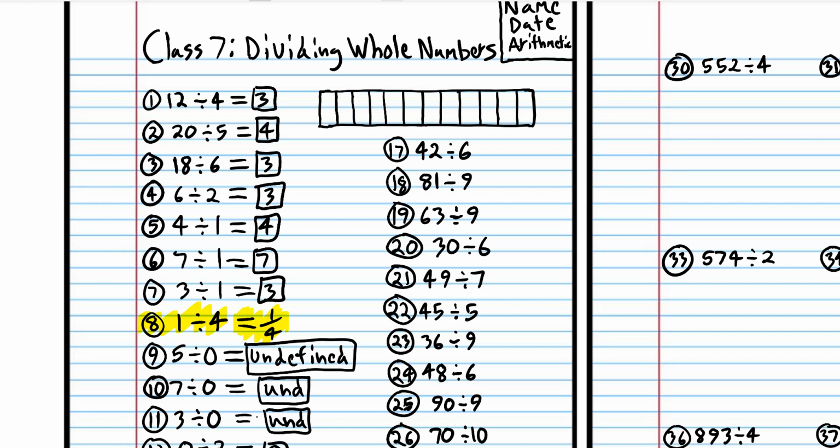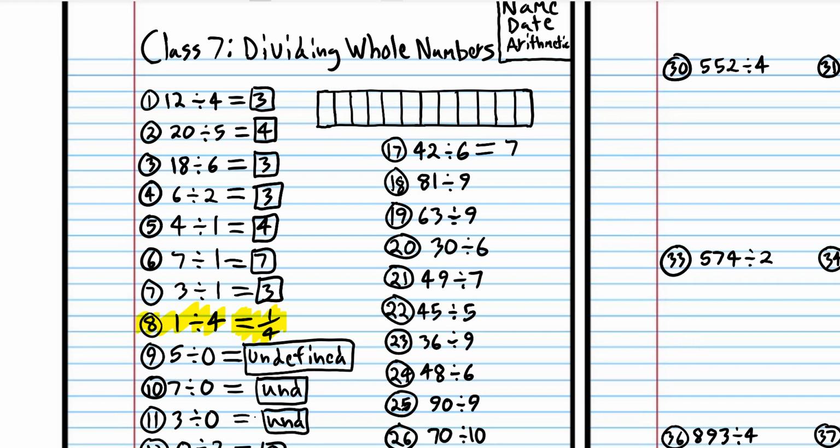All right, number 17, 42 divided by 6. I know 6 goes in 7 times because I know my multiplication facts. 81 divided by 9. 9 times 9 is 81. I figured that out pretty quickly because I knew my multiplication facts.